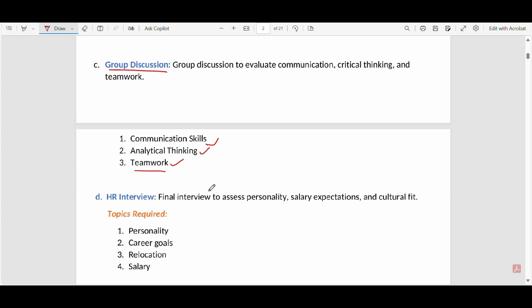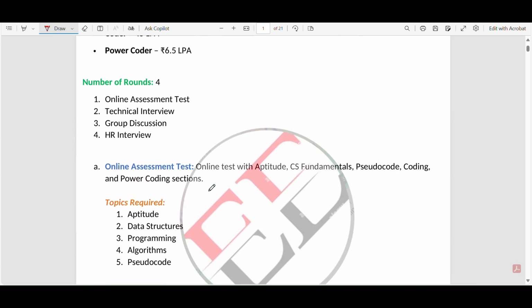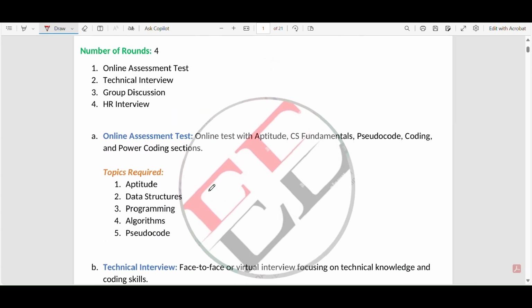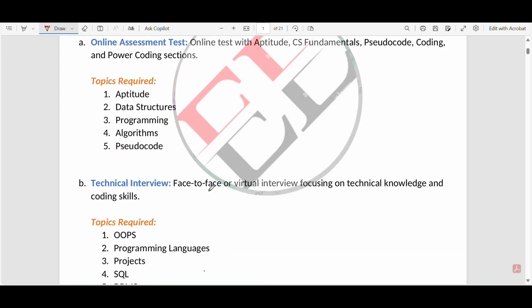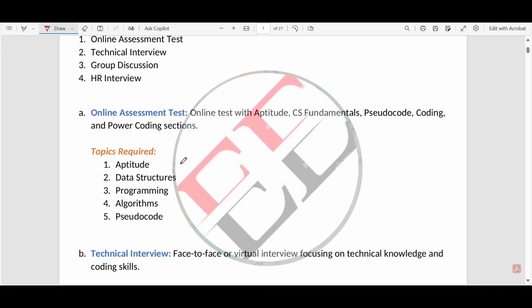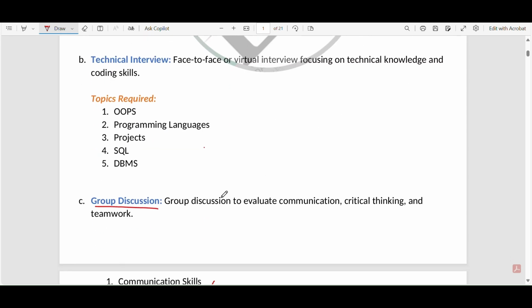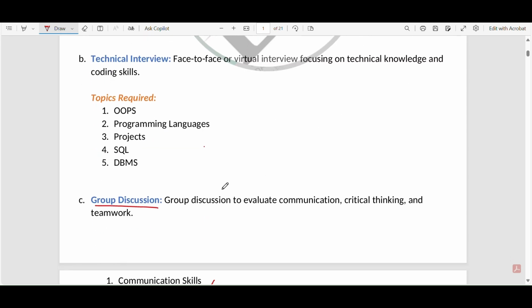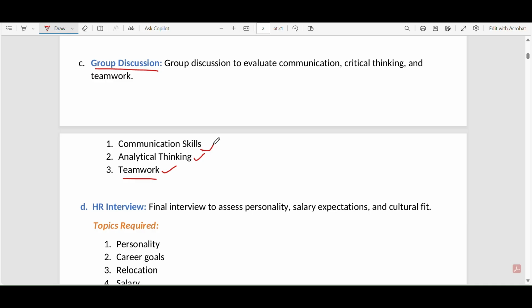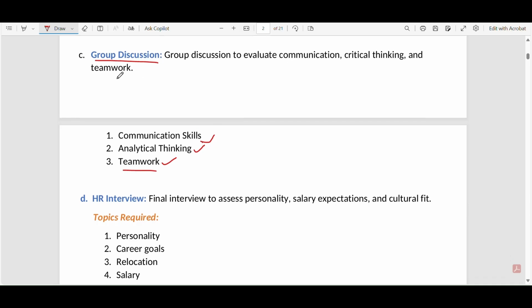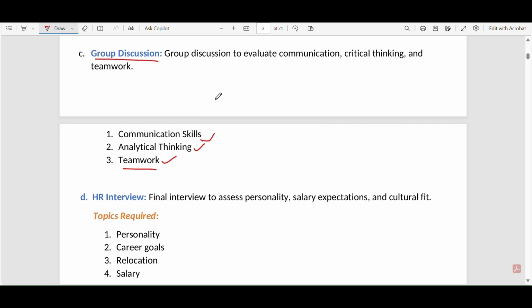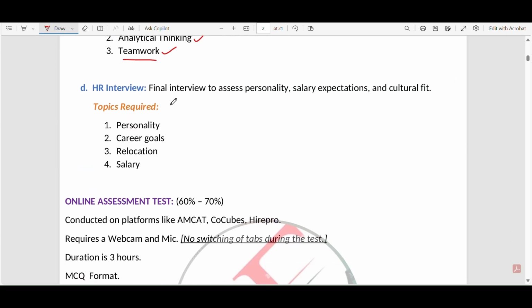And next, if you see here, every round is an elimination round, so be careful, right? In the online assessment round, you need to perform well, and in the technical interview also you need to perform very well to get into the group discussion, and in the group discussion also you need to perform well to get into the HR interview.